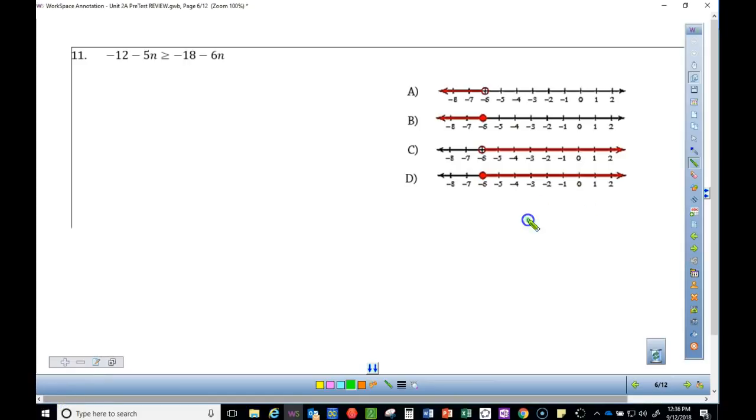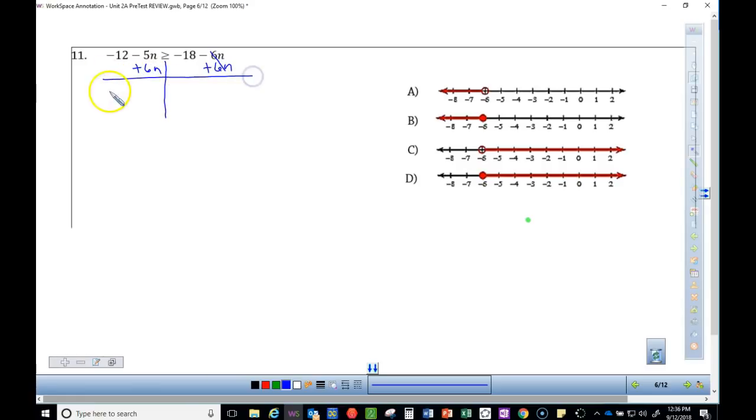All right, so here we've got variables on both sides. First I want to move my variable by doing the inverse to get them on one side. All right, then I've got negative 12. Negative 5 plus 6 will give me just 1, so that's good. And then we've got negative 18. Now we need to add 12 to get this n by itself.